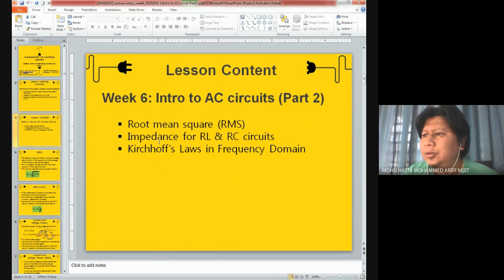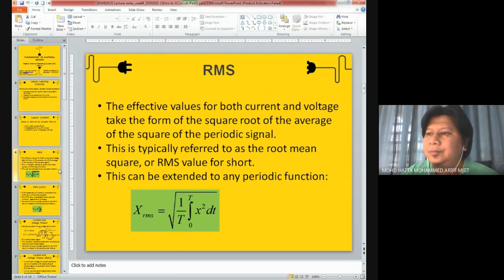And also impedance, we have been introduced, but here we try to expand our knowledge a little bit more in terms of connection in our AC circuit. And also to analyze, we need Kirchhoff's law or sometimes simple Ohm's law to analyze our circuit in AC. All right, what does it mean by RMS?